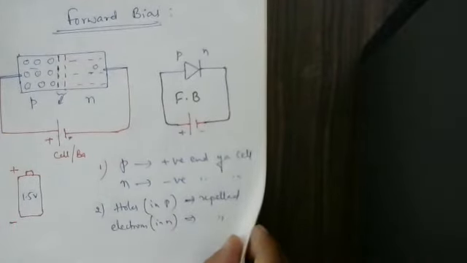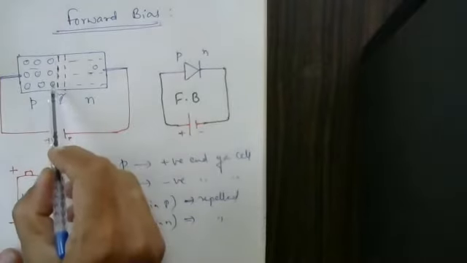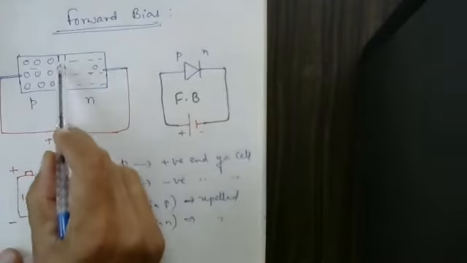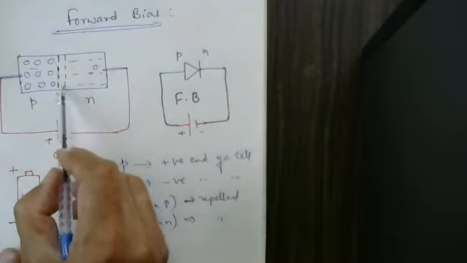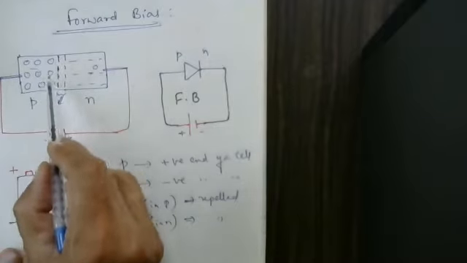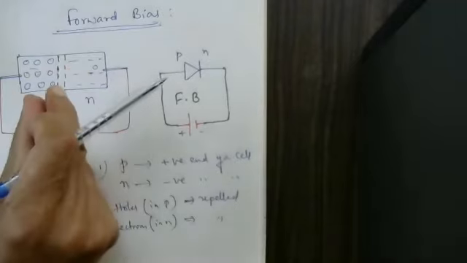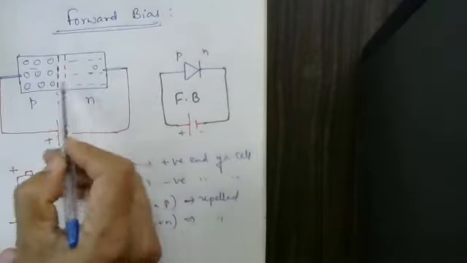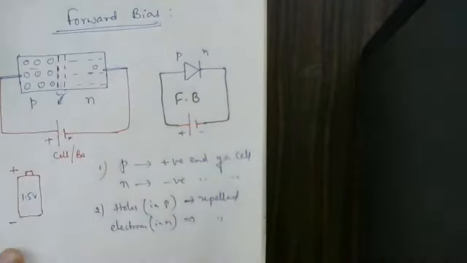Monisha is asking a question about the P region. Of course, ions are there in the charge depletion region. Here there are no ions outside it; in the charge depletion region, only ions are there. But the ions are going to contract like this because the electrons and holes are pushing like this.